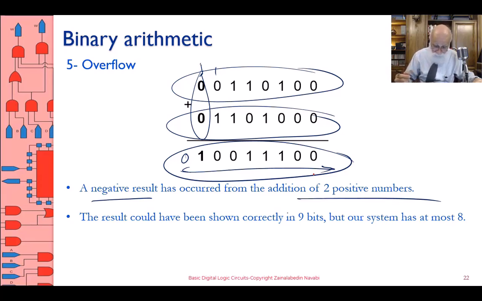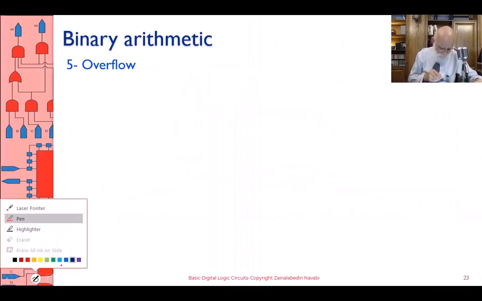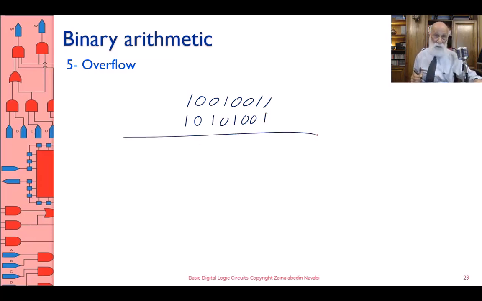All right. Let's do another overflow situation. Here I have this number, a negative number, 8-bit. And then here's another negative number. Okay. Let's add them together. These are both 8-bit negative numbers in 2's complement system.